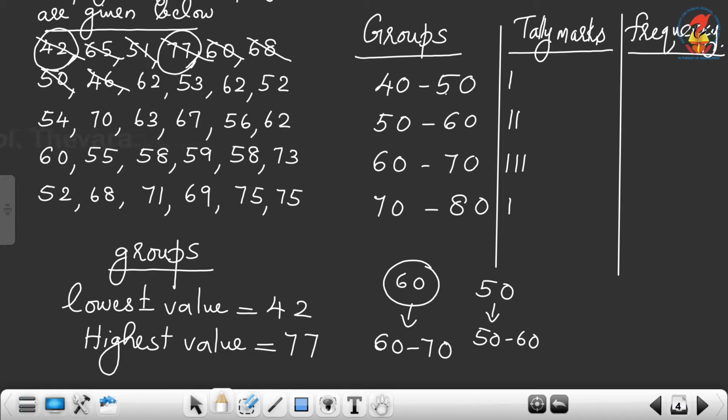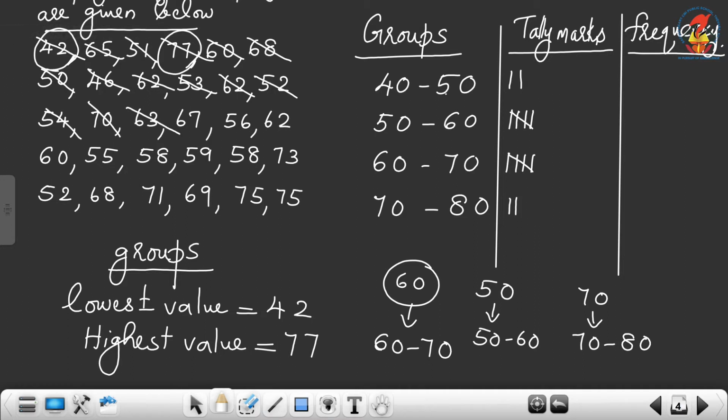Then 46, then 62, 53, 62, 52, 54, 70. Where will you mark this 70? 70 belongs to the group 70 to 80. So we have to put a vertical stroke.